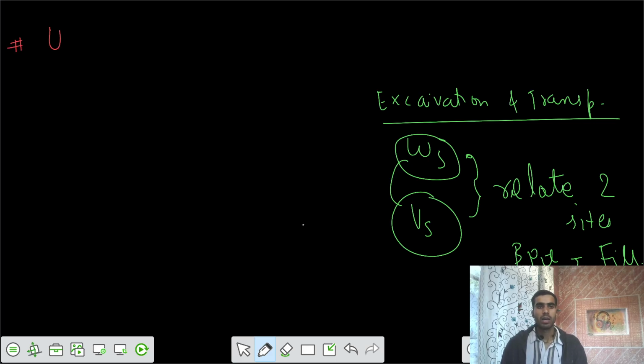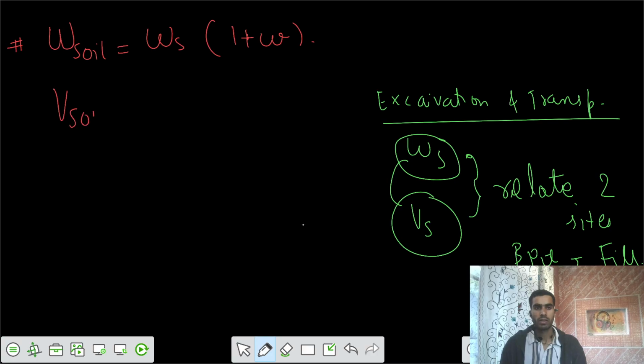We write the total weight of the soil. Total weight of the soil is actually weight of solids into 1 plus water content. This was the first equation that we derived. And one more equation, the second equation that we derived: volume of soil is actually volume of solids into 1 plus void ratio. This is the equation.